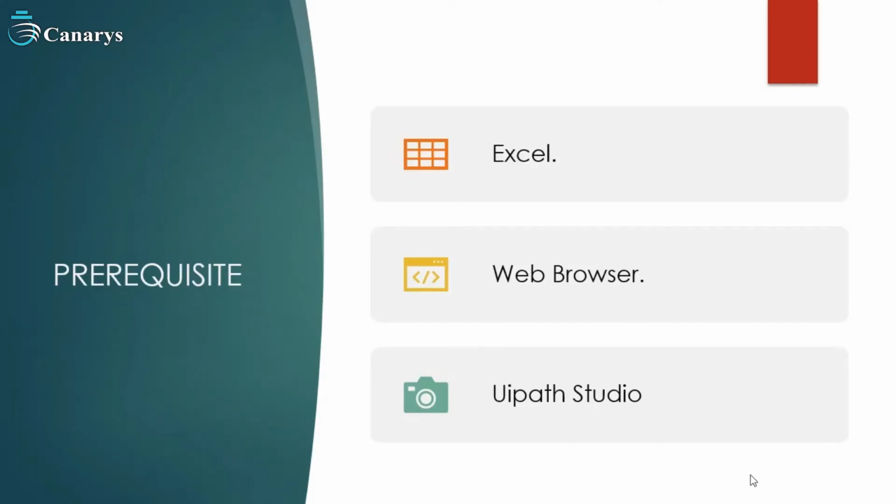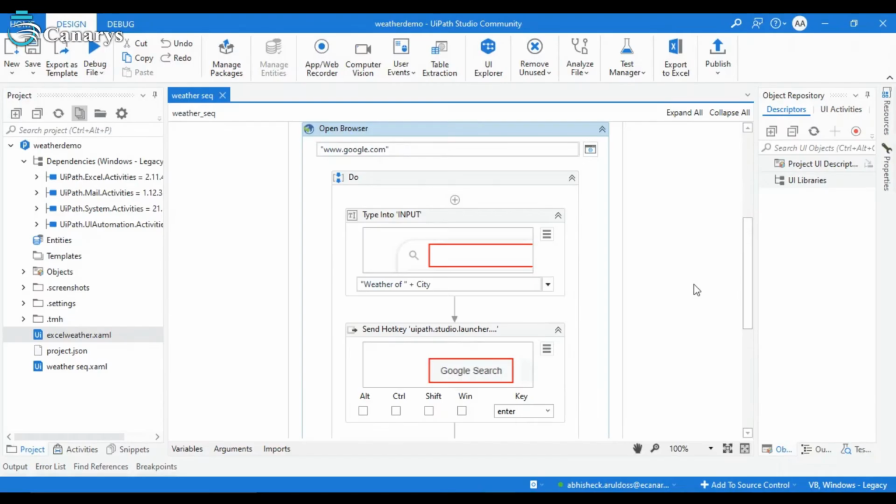Before we get started, we have some prerequisites, that is Excel, where we're going to give the input, a browser, and UiPath Studio. Now let me show you the activities in UiPath. Here I took the first one, that is we're going to find the weather by typing the city name in the input dialog box. So I created a sequence called weather sequence.